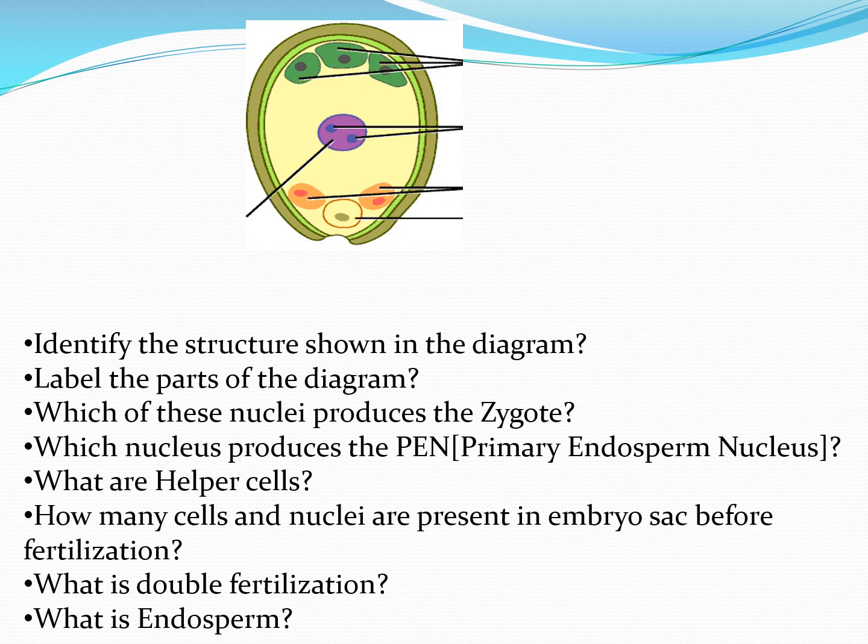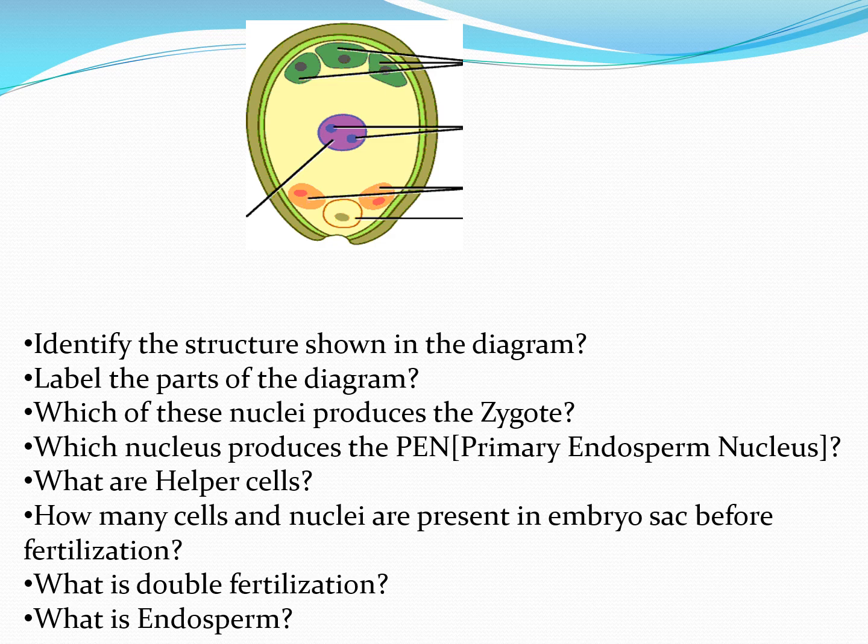Here, first question, identify the structure shown in the diagram. It is the structure of embryo sac or female gametophyte. Next, label the parts of the diagram. Right from the bottom: egg cell, the middle one, then 2 synergids, then secondary nucleus which is formed by the combination of 2 polar nuclei, and on the top 3 antipodals.